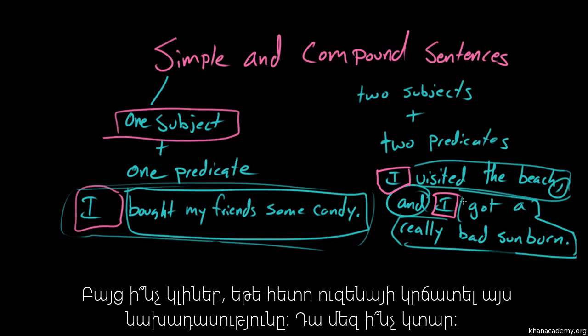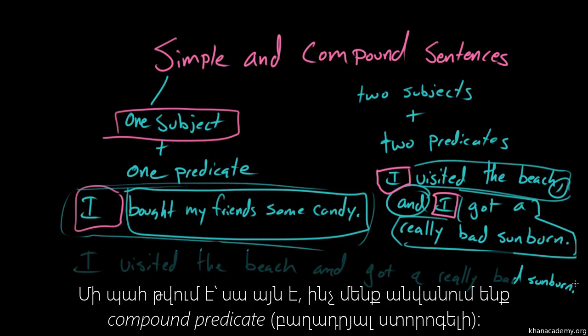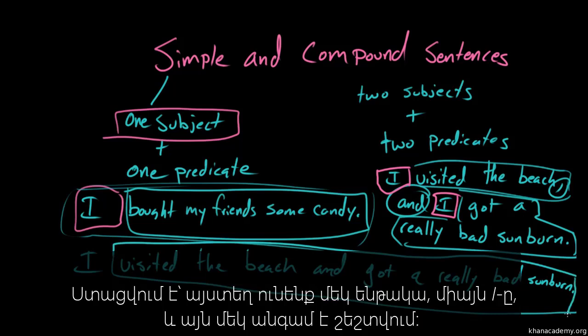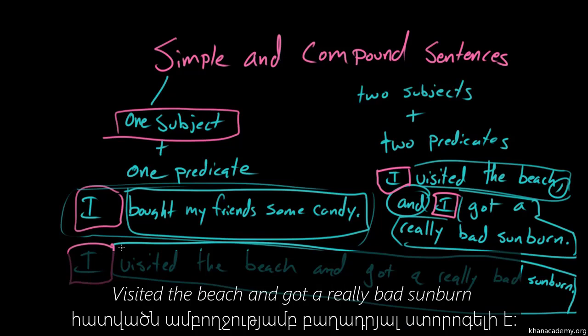What if I wanted to condense this sentence further? Is this a simple sentence or a compound sentence? Because this looks like what you would call a compound predicate. Since there's only one subject in this sentence, there's only I, and it's only said once. You don't have I visited the beach and I got a really bad sunburn. That whole thing, visited the beach and got a really bad sunburn, is, you're right, a compound predicate.